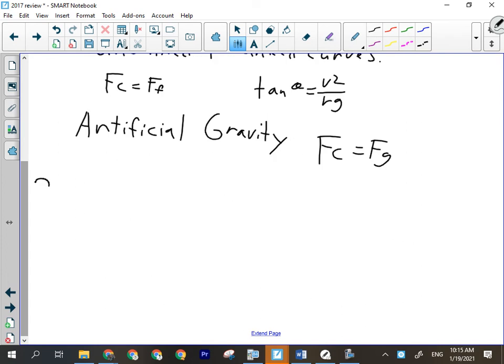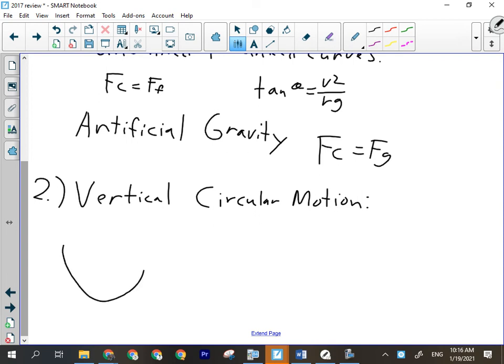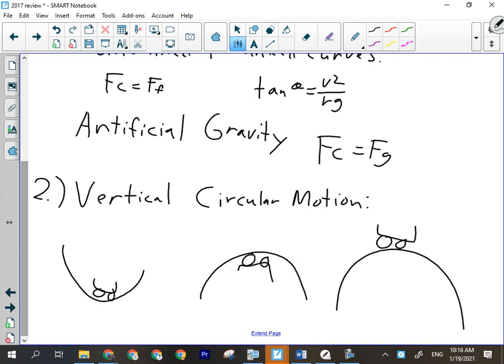Then we went into vertical or non-uniform circular motion. And we talked about 3 different points in a vertical circle. We talked about this point, this point, and this point in a vertical circle. What do we need to remember about all 3 of those? This applies to all vertical circular motion.